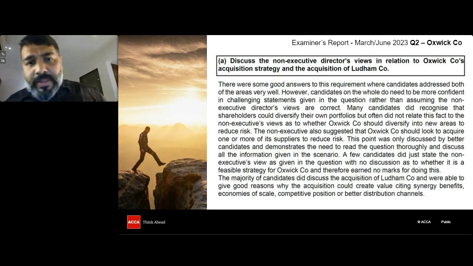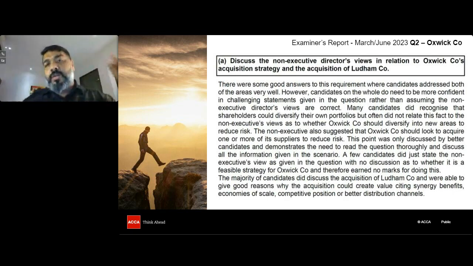When does diversification benefit the shareholders? Diversification only benefits under two circumstances. Number one, when diversification is going into an area where shareholders cannot directly invest or access. Number two, the diversification should lead to a synergy.